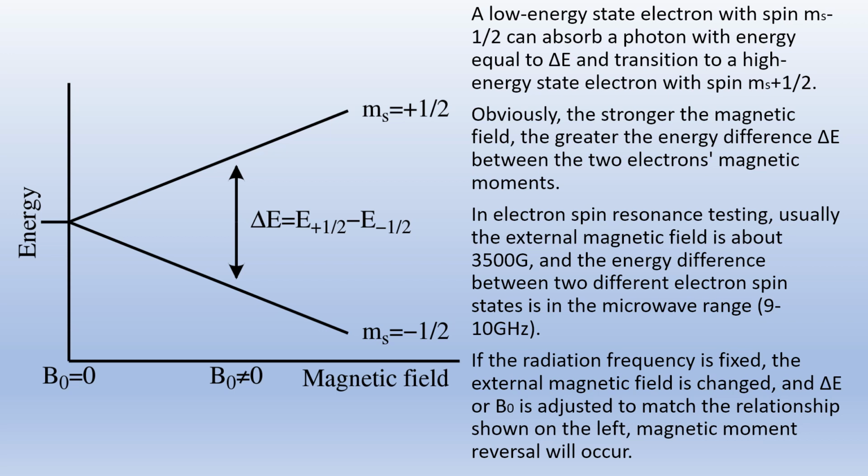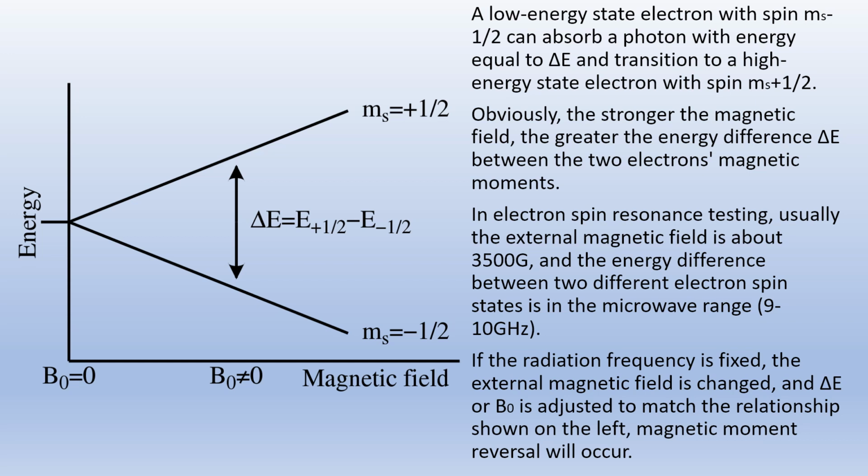A low-energy state electron with spin ms -1/2 can absorb a photon with energy equal to delta E, and transition to a high-energy state electron with spin ms +1/2. Obviously, the stronger the magnetic field, the greater the energy difference delta E between the two electron magnetic moments. In electron spin resonance testing, usually the external magnetic field is about 3500 G, and the energy difference between two different electron spin states is in the microwave range, 9 to 10 GHz.